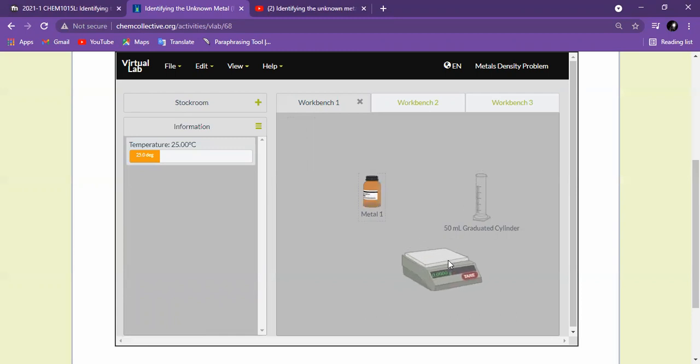Firstly, you have to measure the mass of your empty graduated cylinder. The mass is 73.5139 grams. After measuring that, you can now proceed to add your metal.